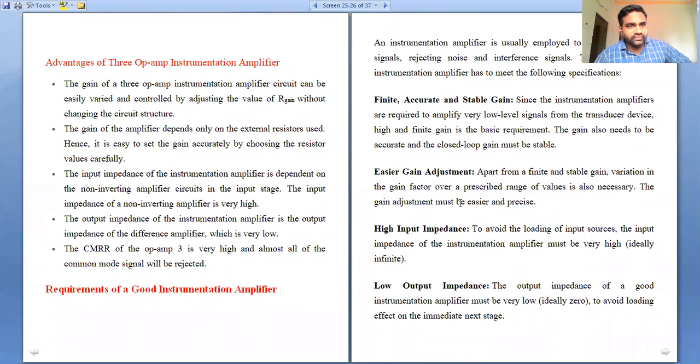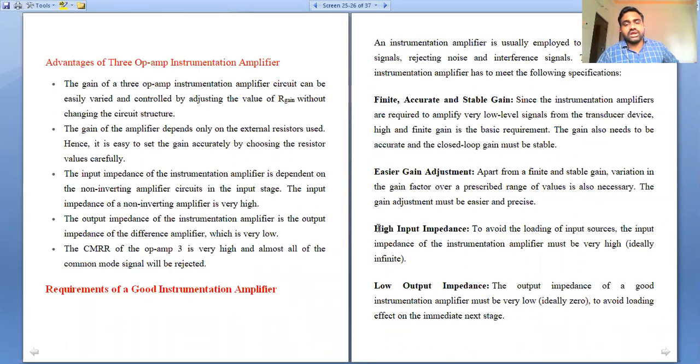In our discussion of the three op amp instrumentation amplifier, we calculated the gain in an easier manner by following the superposition principle. So the gain value which we calculated is easier, precise, and accurate.